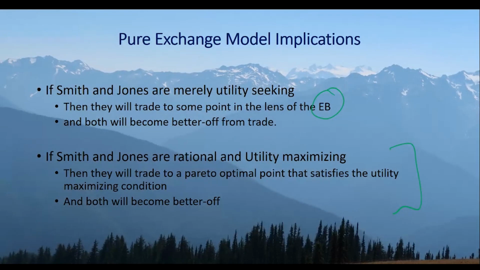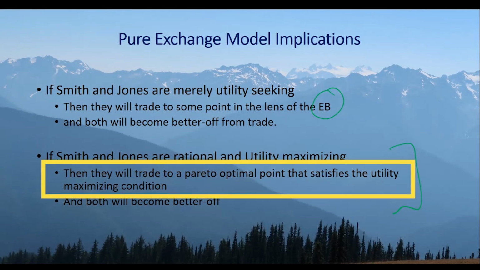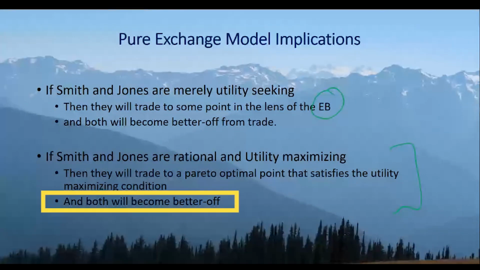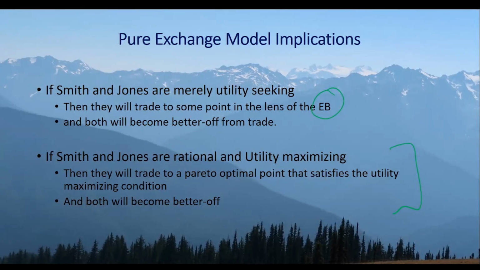Now, last point here, if Smith and Jones are rational and utility maximizing, then those additional conditions that we described at the end are going to come into play, and we're going to imagine they will trade not just to any point in the lens, but to a Pareto optimal point that also satisfies the utility maximizing condition. And still, both of them become better off from trade. So we don't get a change in that broader outcome that people gain from trade by pursuing their self-interest, but we get a more precise outcome by introducing the rationality and the utility maximizing assumptions.